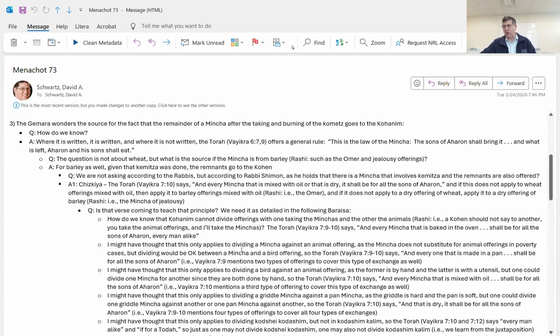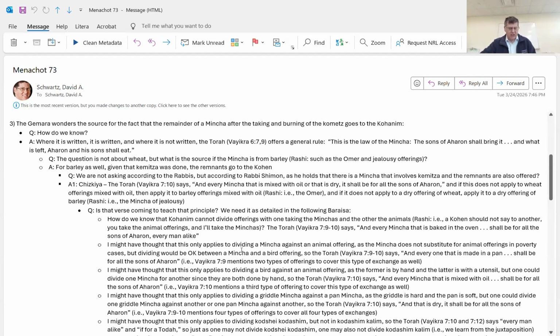When it says it in the Torah, it says it specifically in the Torah. And the Torah offers a general rule that in Vayikra Perek Vav, which is the beginning of this week's Parsha, Psukim Zayin and Tet, it says this is the law of the Mincha. The sons of Aaron shall bring it, and what is left, Aaron and his sons shall eat. So it all works out perfectly that I don't even understand why you're asking me the question. It's so obvious, the answer. So ba'achitin lo kami alan.